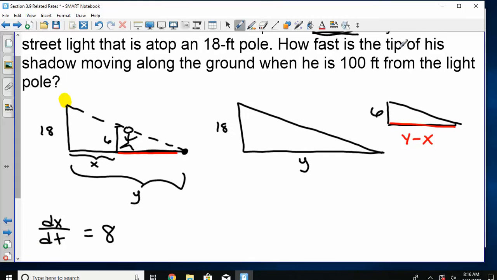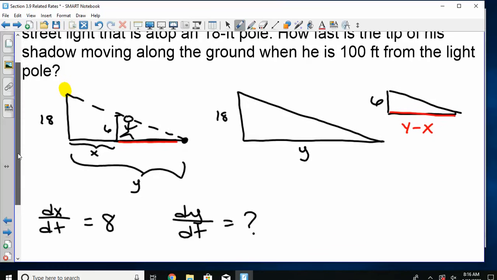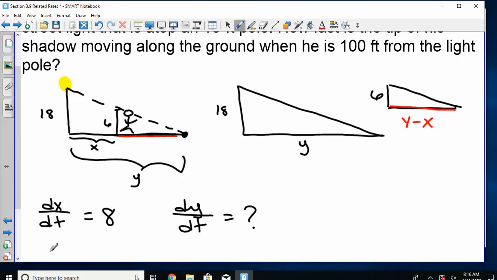I want to know how fast the tip of the shadow is moving. So y is the distance for the shadow, so dy dt is the thing I'm looking for. When he is 100 feet from the light pole, what variable is that? x. What kind of formula could we set up for this? What kind of equation could we do?